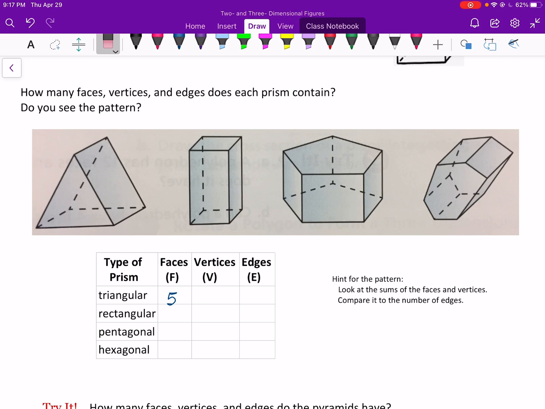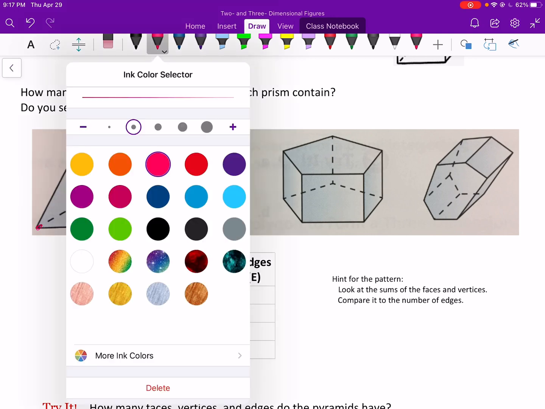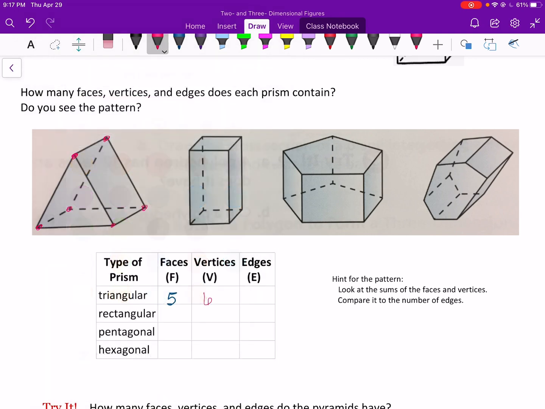All right, let's count the vertices. That might be a little bit easier. That's each one of these little dots. So here's 1, 2, 3, 4, 5, 6. 6 vertices. And then let's count the edges.